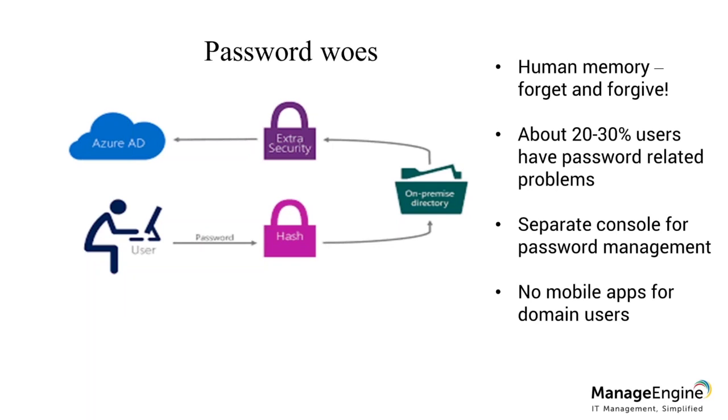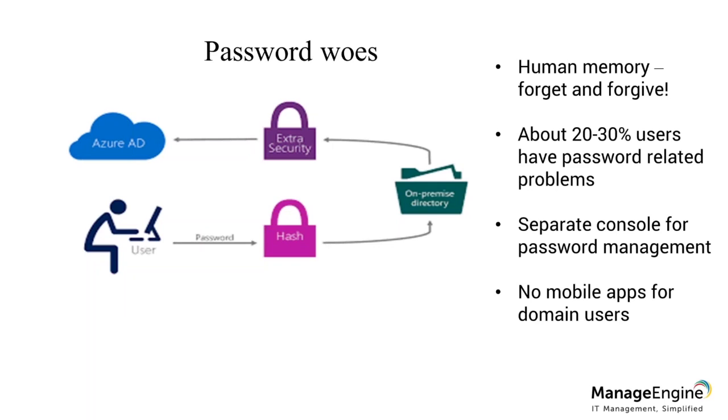So when you have two platforms in place, you need to have separate consoles for password management. So if it's the same user, Harish, I need to change my password in the native on-premise Active Directory, and I need to jump into the Office 365 portal to change my password again, because there is no sync. The passwords need to be changed on two separate consoles.